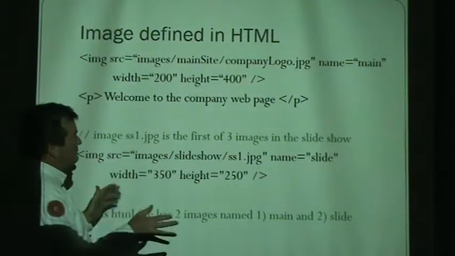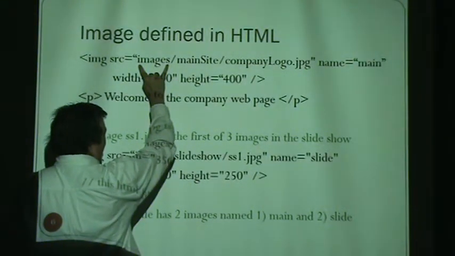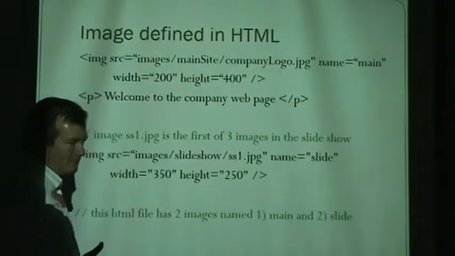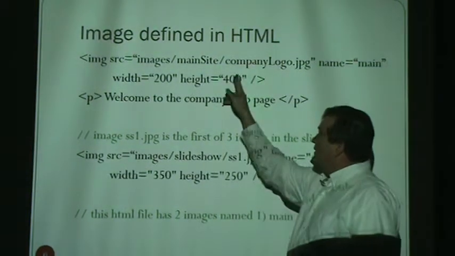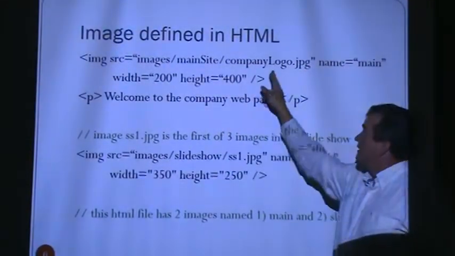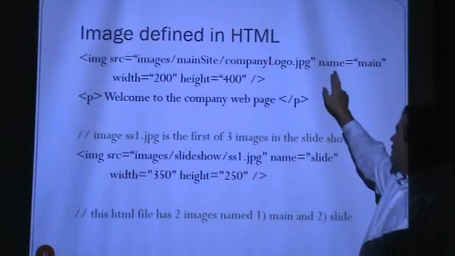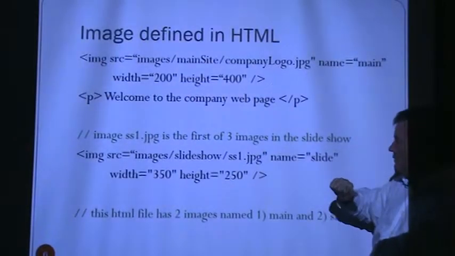So on your website, you might have a folder called images, and in that folder you may have a subfolder called main site. And then in there you might have a picture called the company logo, whatever your company logo JPG. You can give it a name if you want to. So now you have a name you could refer to it as.